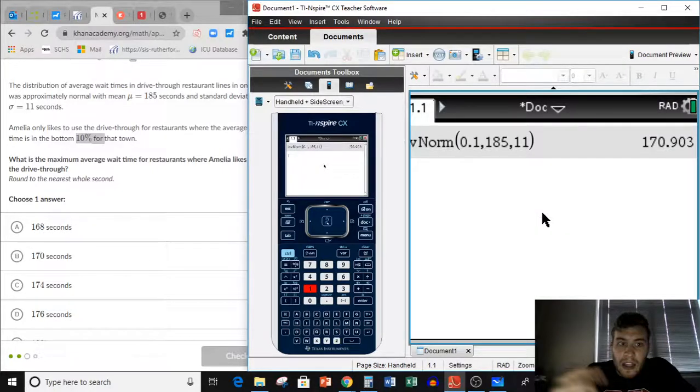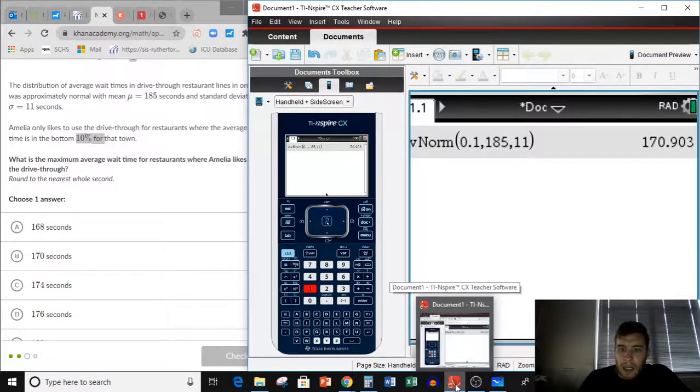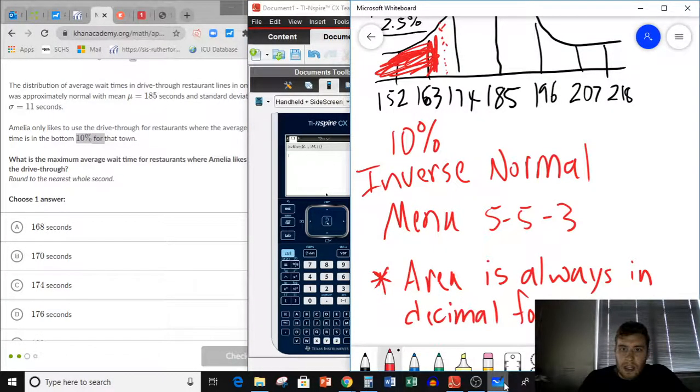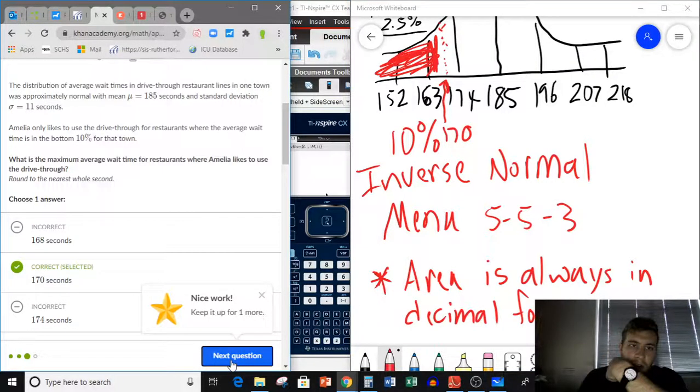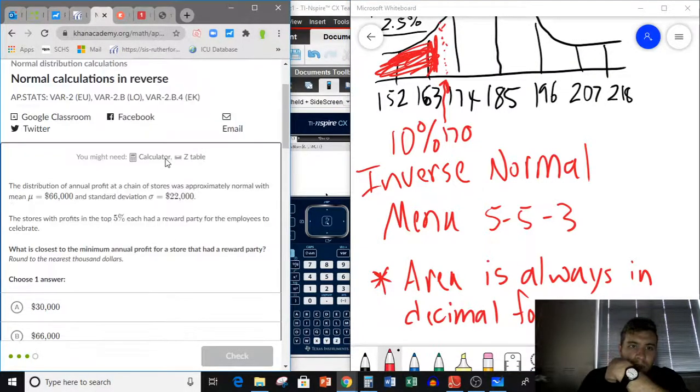And there it gives us our value, okay? That's going to be our best estimate for what that would be. So 170 is going to be the closest one, okay? So we know that this is 170, approximately. So let's go ahead and click that. Got it right. Let's try another example.